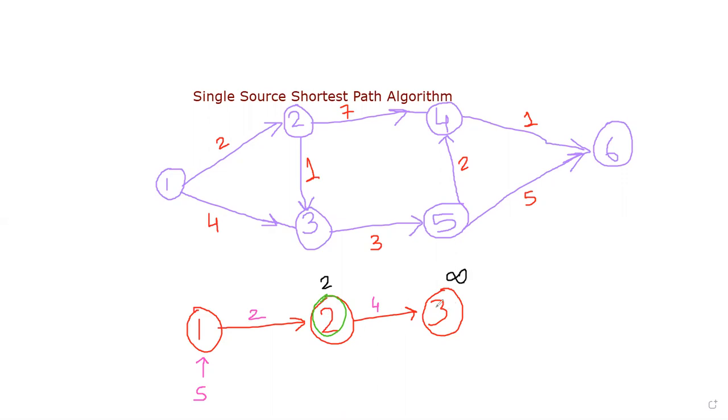Initially from 1 it was infinity, but from vertex 2 the cost will be cost of 2 plus the distance from 2 to 3, that is 2 plus 4. So I will be rewriting this cost as 6. Now we have a path from 1 to 2 of distance 2, and a path from 1 to 3 of distance 6 via 2. This path from 1 to 3 is not a directed path, but there is a path.